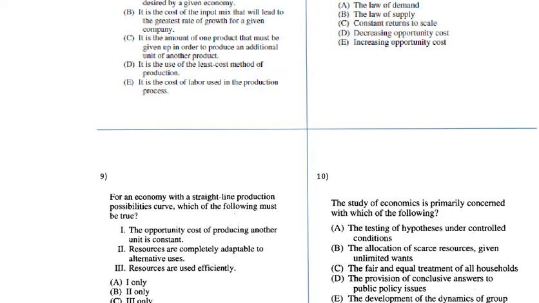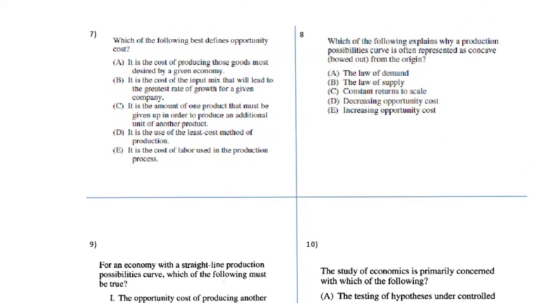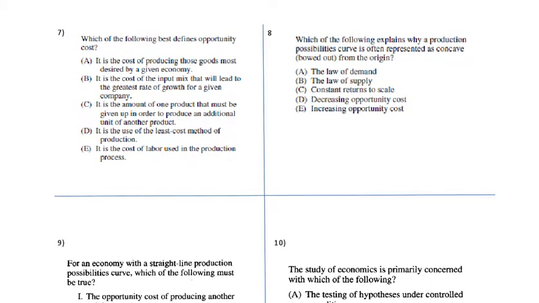Which of the following best defines opportunity cost? We really want to see what you give up to get something. But the cost of producing goods most desired, nope. The cost of the input mix that will lead to the greatest growth of, nope. The amount of one product that must be given up in order to produce an additional unit, that sounds good. The use of the least cost method, no, we didn't talk about that. The cost of labor used in the production process, nope. This is the best answer.